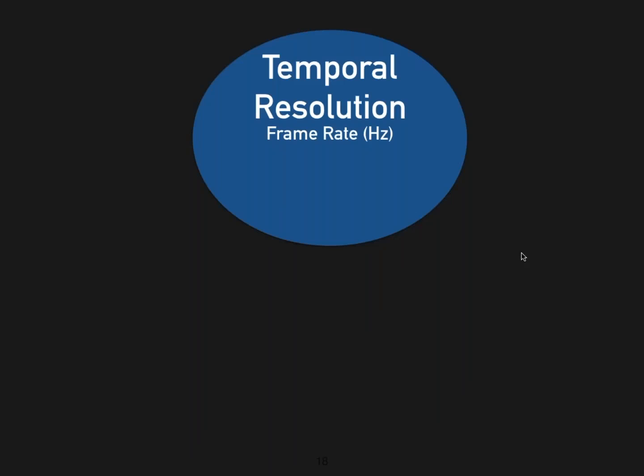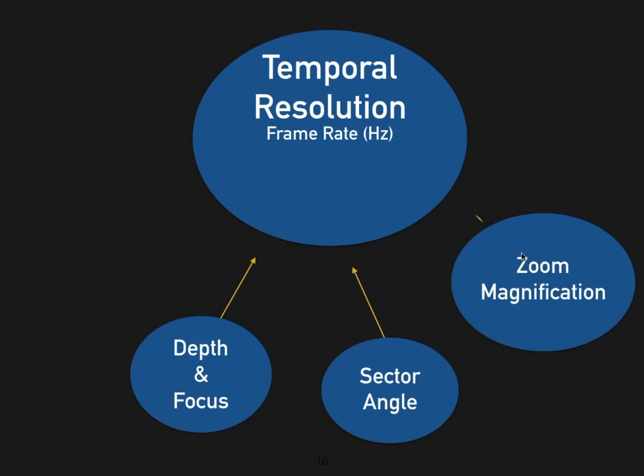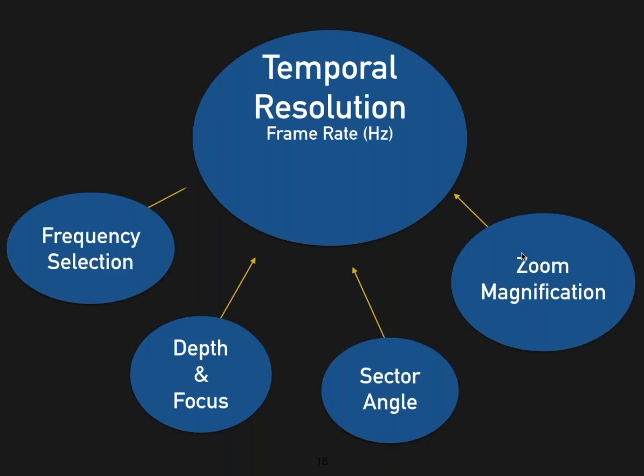Here are a few technical settings that affect temporal resolution. We have the depth and focus, sector angle, zoom magnification, and frequency selection. The better the temporal resolution, the higher the frame rate, the improved detail resolution. So let's go ahead and focus on improving these settings.